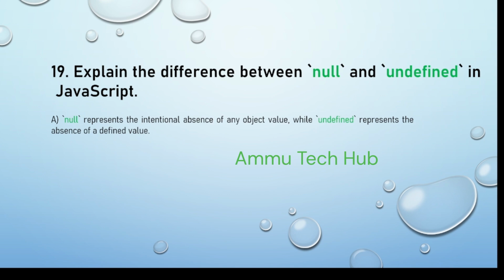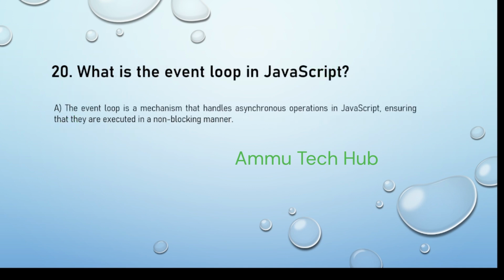Explain the difference between null and undefined in JavaScript. Null represents the intentional absence of any object value, while undefined represents the absence of a defined value. What is the event loop in JavaScript? The event loop is a mechanism that handles asynchronous operations in JavaScript, ensuring that they are executed in a non-blocking manner.